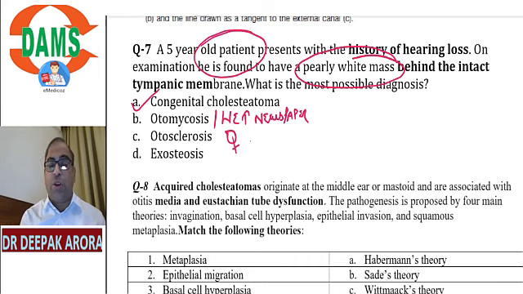Every student is responding in the chat box. It is your swimmer's ear. If the examiner gives a typical history of patient cycling, habit of cycling, swimming or surfing on the beaches, the patient will be having bilateral osteoma formation. What is bilateral osteoma formation? That is your exosteosis. So in this MCQ, answer will be your option A.